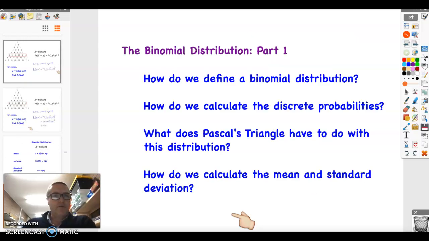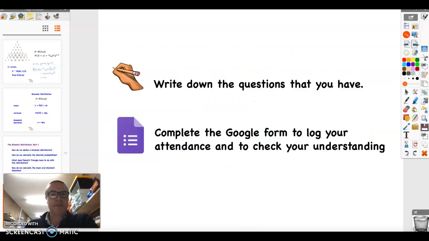Okay, I realise I rushed this at the end of the lesson. We've talked about the binomial distribution and how we calculate discrete probabilities. We've seen how we use Pascal's triangle for coefficients, and we also have formulas for those probabilities, the mean and the standard deviation.